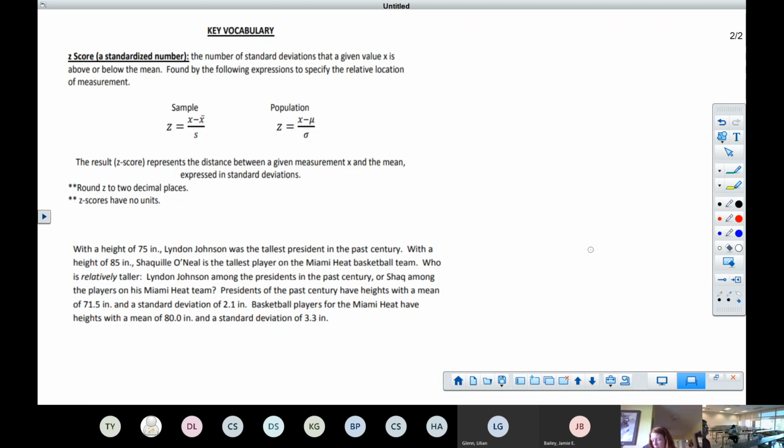Now, the question says, with a height of 75 inches, LBJ was the tallest president in past history. Okay? With a height of 85 inches, Shaquille O'Neal was the tallest player in the basketball team. What does the question ask? Because anybody can tell you that Shaq is taller than pretty much anybody. But what is the key word here? Relatively. Relatively means according to their own populations.